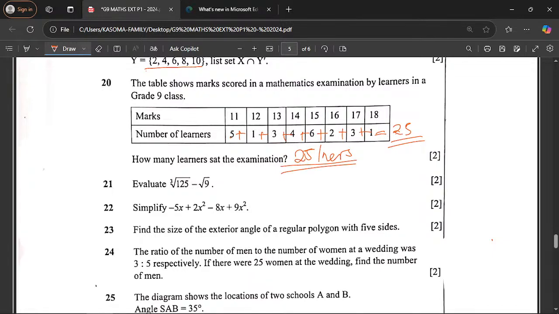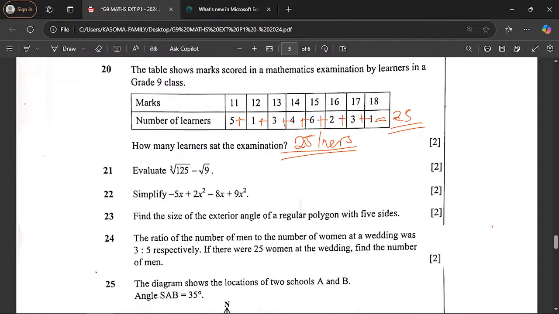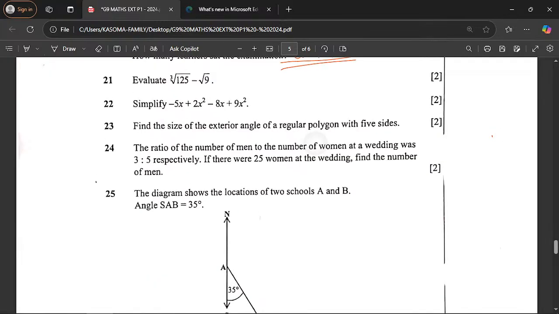Okay, so we come to the next question. We come to question 21. Question 21 is asking us to evaluate the cube root of 125 minus the square root of 9.